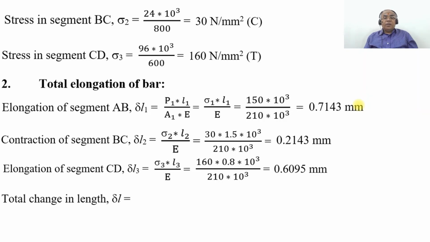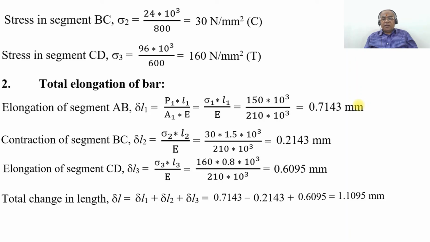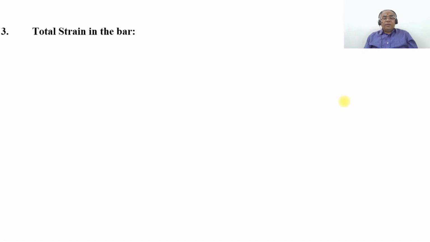Therefore, the total change in the length, delta L, will be equal to delta L1, which is elongation, minus delta L2 plus delta L3. So delta L1 is nothing but 0.7143 minus 0.2143, and substitute the third value, delta L3, 0.6095. On simplification, you are going to get 1.1095 mm. Since it is a positive value, therefore it is elongation. So this is how we solve this problem of the total elongation of the bar.